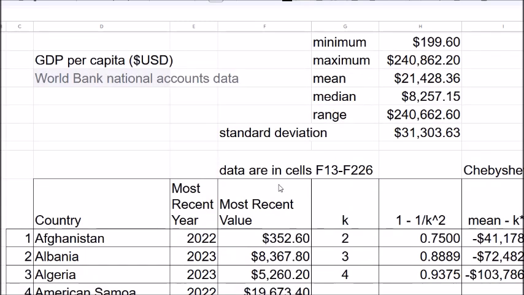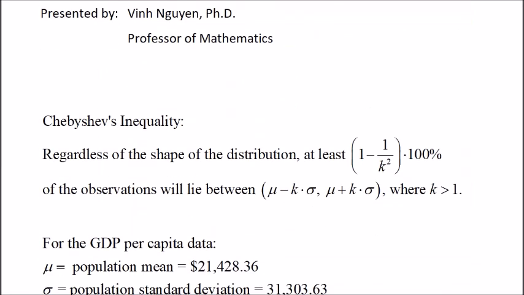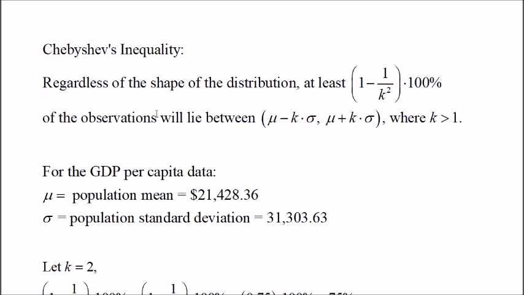And so now let's go back to what is Chebyshev's rule. What Chebyshev's rule says is this: regardless of the distribution, whether the distribution is bell-shaped or not, at least 1 minus 1 over k squared percentage of the observations will lie in the interval mu minus k sigma, mu plus k sigma. So in our case, for this population data of GDP per capita, the population mean is $21,428.36. The population standard deviation is $31,303.63. And so k here has to be a number greater than 1.